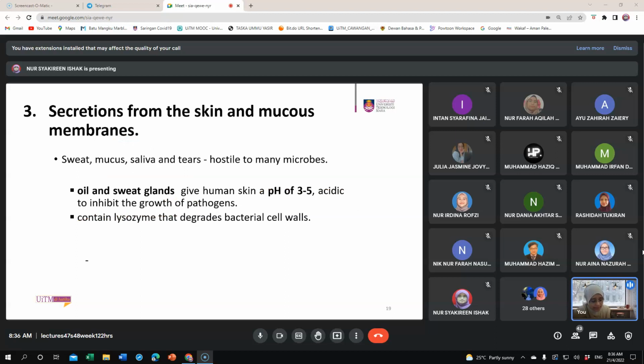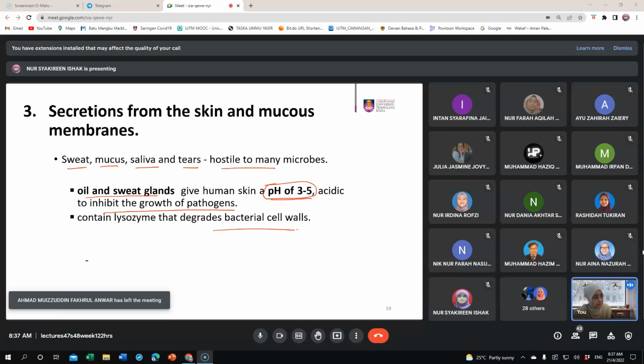And then next is the secretion from the skin and the mucous membrane. So the skin produces sweat, for example. Okay, it produces mucus, and then saliva and also tears. So these are hostile to many microbes. Okay, so oil and sweat glands give humans an acidic pH. Okay, an acidic environment of pH 3 to 5. So the acidic environment will inhibit the growth of pathogens. Okay, so it contains lysozyme that degrades the bacterial cell wall.